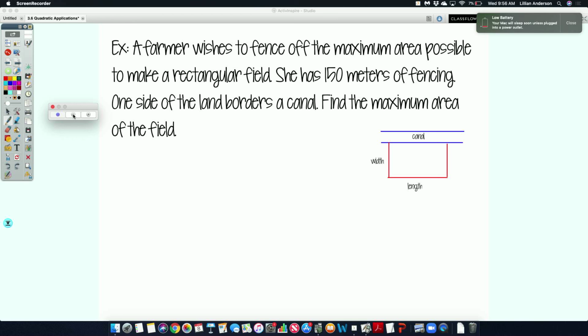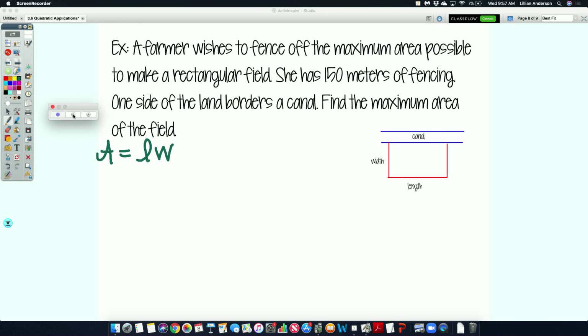Whenever you have to create the equation yourself, like we have to here, you need to know your old school properties. What shape is this? What is the area of a rectangle? Base times height, or length times width. Based off of this picture, we have a width and a length. The red represents the area that we're going to be fencing off, and we are looking for maximum area. So, area equals length times width.